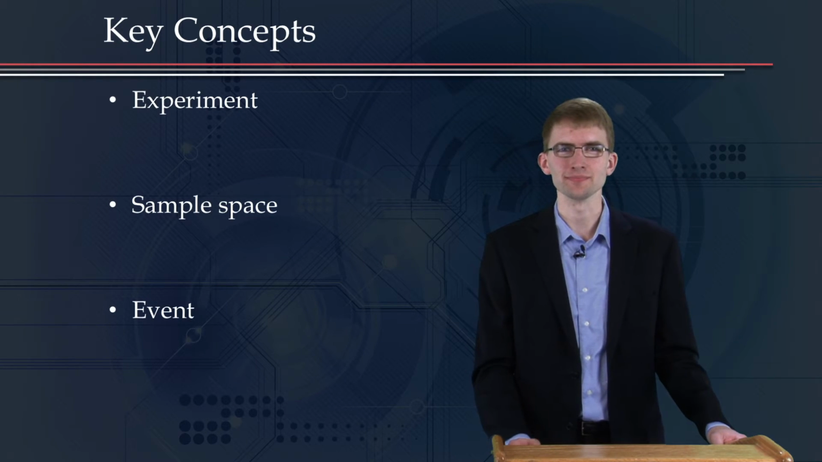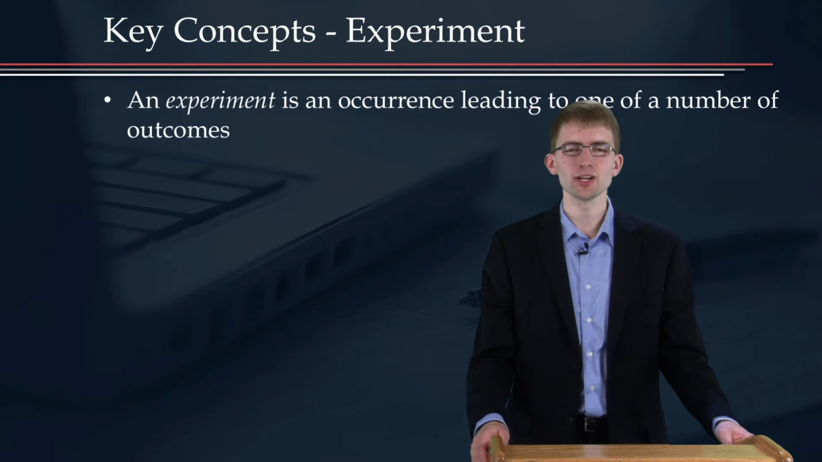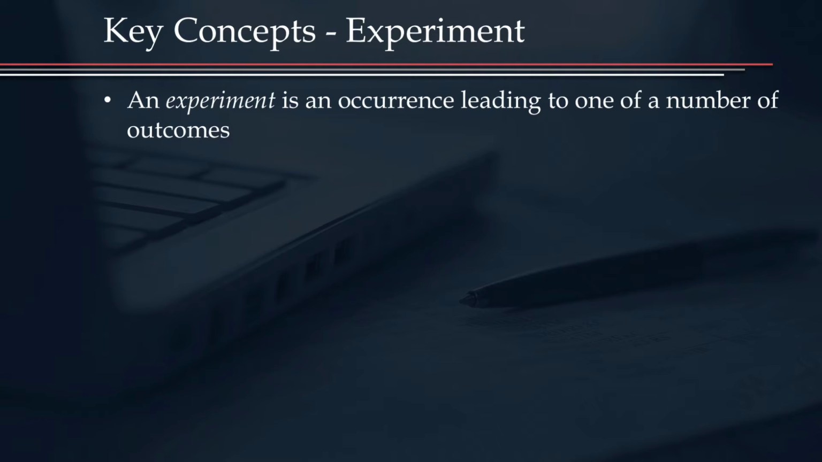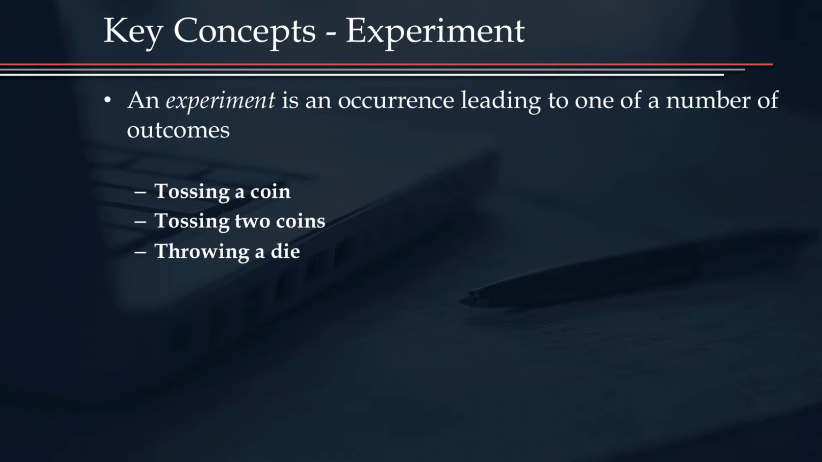We'll start with experiment. A probabilistic experiment is an occurrence that leads to one of a number of outcomes. Here are some examples. Tossing a coin is an experiment that results in the outcome of either heads or tails. Similarly, tossing two coins could be its own experiment, leading to one of 4 different outcomes, which we'll write later. Throwing a die could lead to an outcome of a 1 through 6 number.